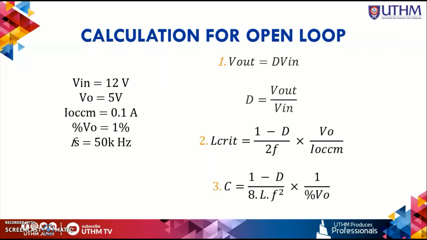And for the third equation, we will use it to calculate the value of the capacitor. So the equation is 1 minus D duty cycle over 8 times inductance times frequency squared times 1 over voltage output ripple. So this is the formula that we use to calculate the values that we want to choose, which is the duty cycle, inductance, and capacitor in the open loop before the PID.